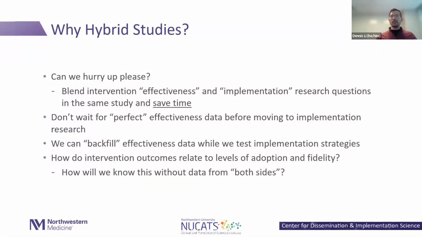Another thing that hybrids can do is backfill effectiveness data. So if you are in a context where there's a lot of political will and you're starting to implement, but you're not 100% sure that is going to be the most effective thing to use, you're able to still continue to collect effectiveness data and backfill it even while you're implementing. And then, because you're looking at both intervention outcomes as well as implementation outcomes, you can do analyses to help you figure out how those relate to each other.